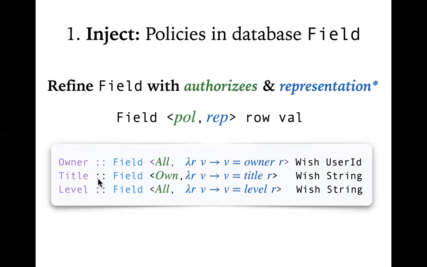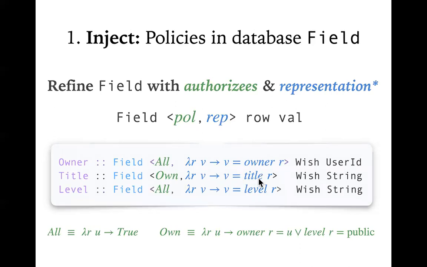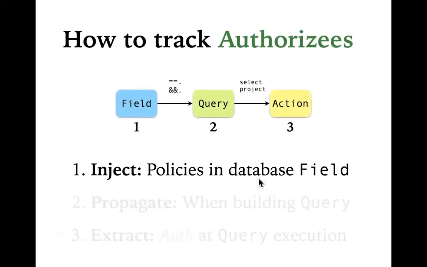In the case of title, the policy is not all, because in fact, it can only be viewed by the owner unless it's marked public. So it's its own predicate, where the own predicate is either u is equal to owner or the level is equal to public. But now the semantics field, if you wish, this representation field says that the value is equal to title and so on. So that's how I inject the policies inside the database field.